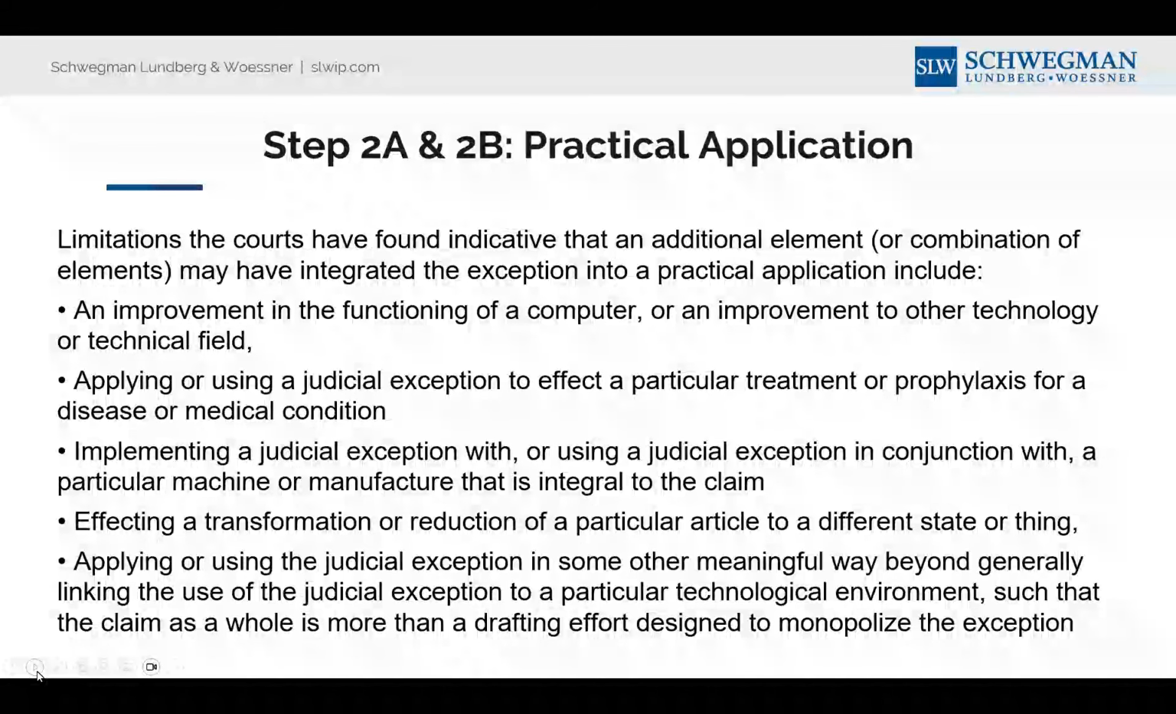So some of these are affecting a transformation or reduction to practice of a particular article, a different thing. I don't see that as much. But if you've had to construct a hardware architecture in order to process the data from your model, or implement your model, that's something that could definitely be patentable and would help overcome the 101 rejection. Next slide, please.